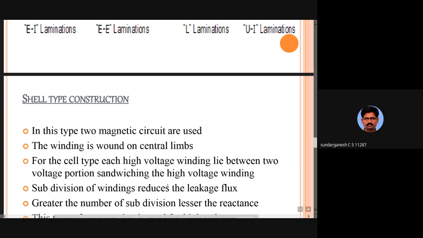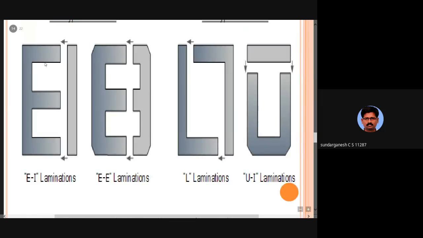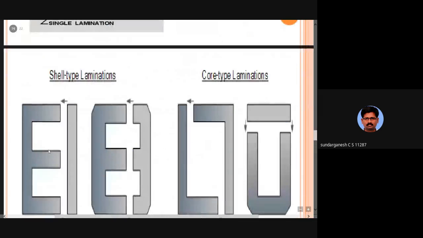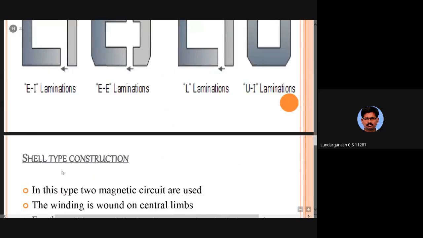So in this type, two magnetic circuits are used. Here, if you look at this shell type, it has three limbs. Here it is L shaped and T shaped. So here the winding is on the center limb. It is on the center limb.